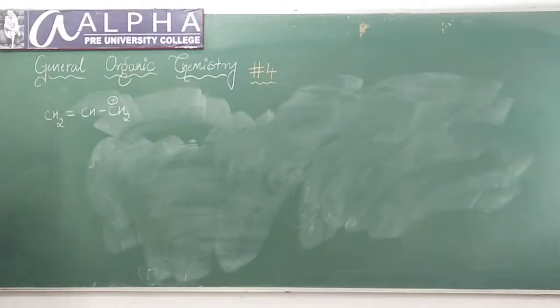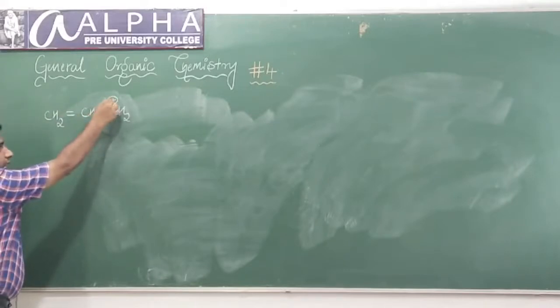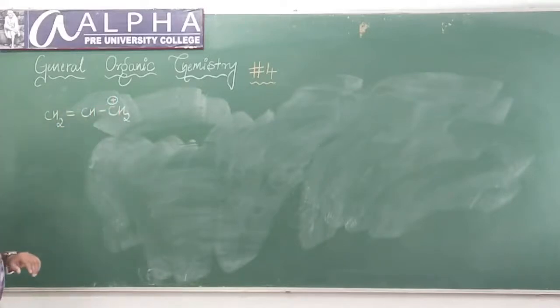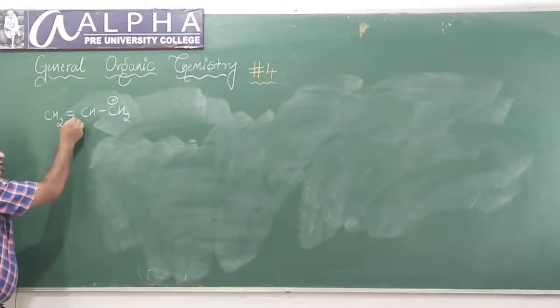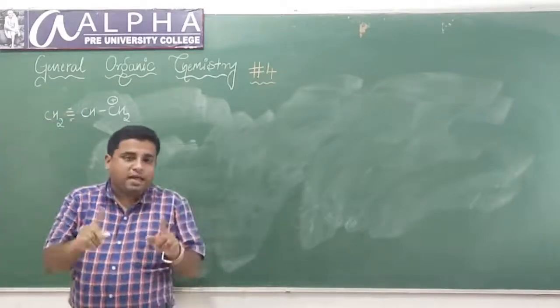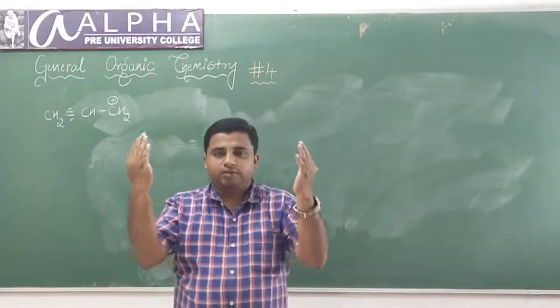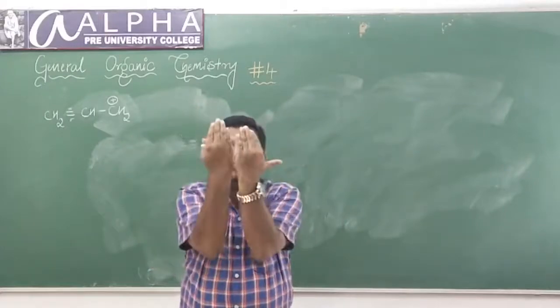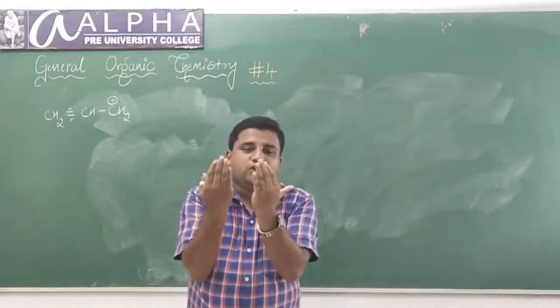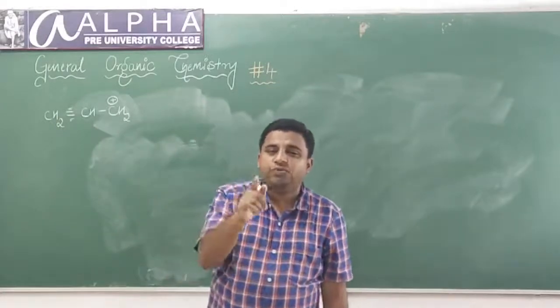Now you can observe here there is a double bond, a single bond and a positive charge. I have told you in my previous videos also, if there is a double bond, one of them is going to be a sigma bond, the other one is going to be a pi bond. Sigma bond is a strong bond, pi bond is a weak bond. Since pi bond involves the overlapping of atomic orbitals sideways, the extent of overlapping will be weak in case of pi bond, hence pi bond is a weak bond.